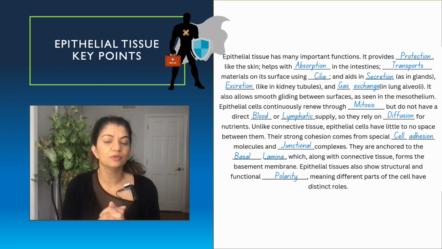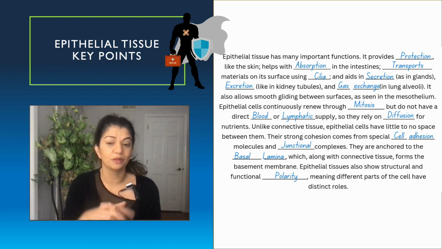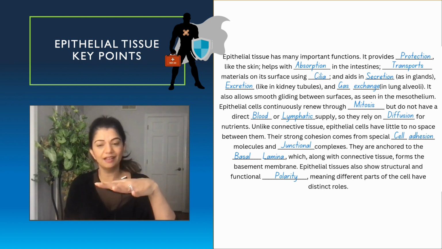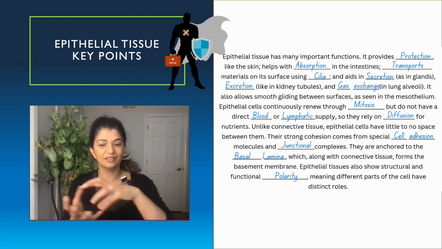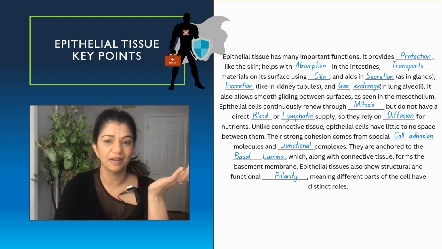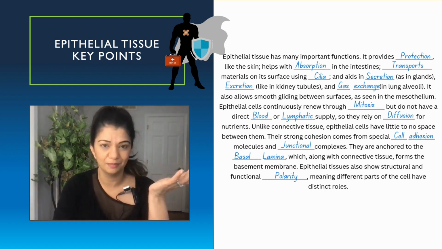But epithelial tissues also show structural and functional polarity, meaning that parts of epithelial cells have distinct roles. So there's this major polarity. So you can see that is an example of how you might use a fill-in-the-blank example.